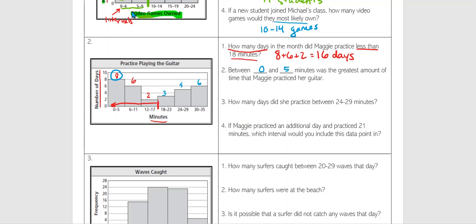Next, we want to know how many days did she practice 24 to 29 minutes. So I'm going to look at my intervals at the bottom. I'm going to see 24 to 29, and that bar is 5 units tall. So that means that this represents 5 days.